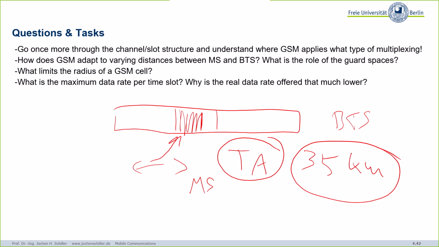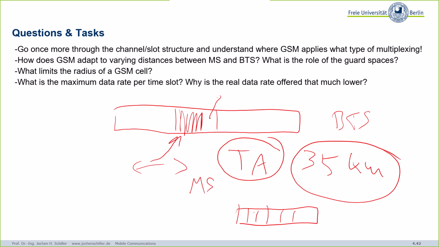So the time advance field is not the guard space. The time advance field is just a number, so 6 bits, and that's it. That's a field. You check the distance because you can measure if the data from a base station is still in sync with the slot or not, and from that you can calculate how long it takes for your data to be sent to the base station, and then you have to set the time advance field accordingly.